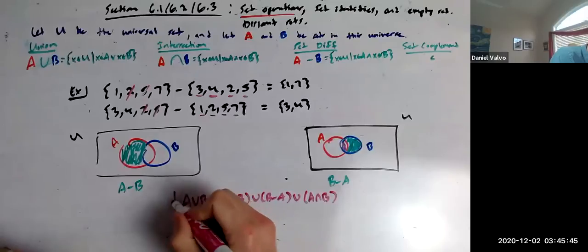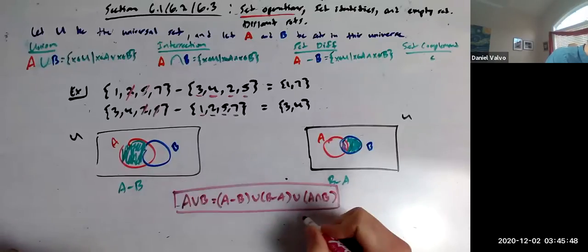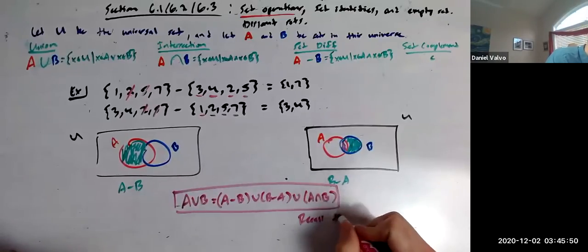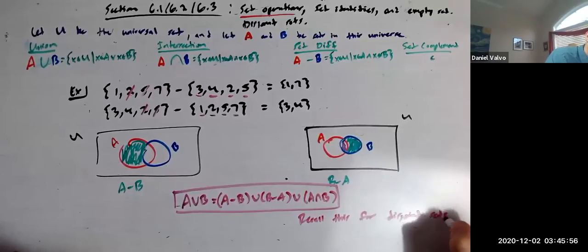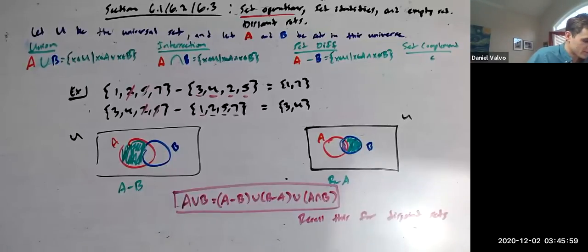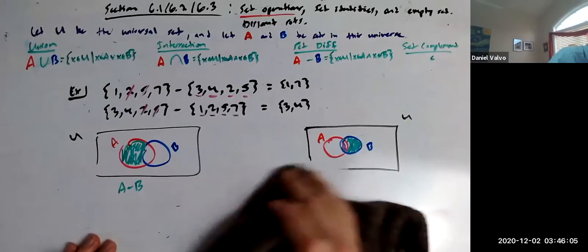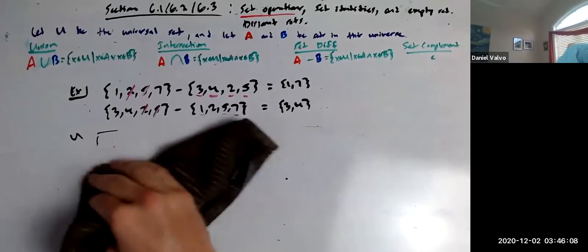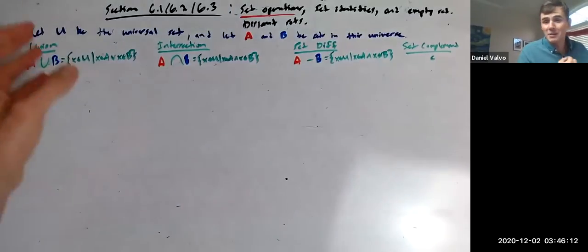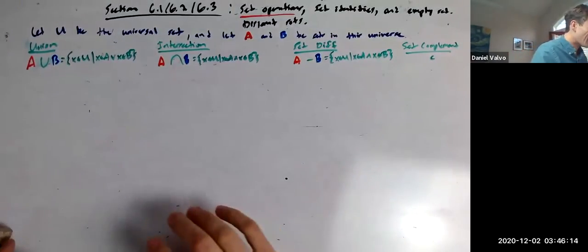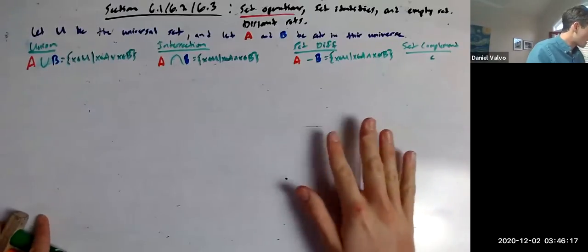Recall this for disjoint sets when we get there. Anyway, we're not there yet, so let's stop recalling and start learning. I'll tell you when it's time to recall. I say it's time to recall in this class. Yeah, these are our four set operations.